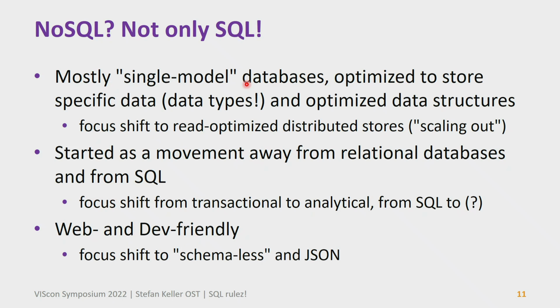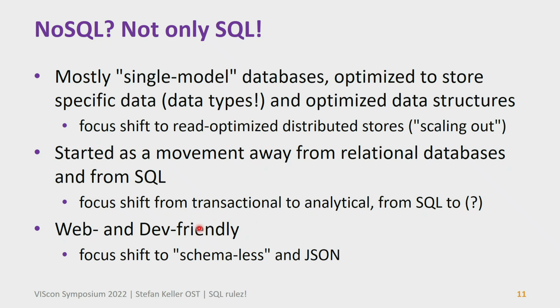And the focus turned into read-optimized distributed stores, which means you wanted to scale, and you want to scale out. That was at the beginning of the year 2000, when the web and the cloud application came up, and the business turned into the cloud somehow. They started as a movement away from relational databases initially and away from SQL. And the focus was from transactional to analytical, and from SQL to initially just away from SQL. But I will come back to this.